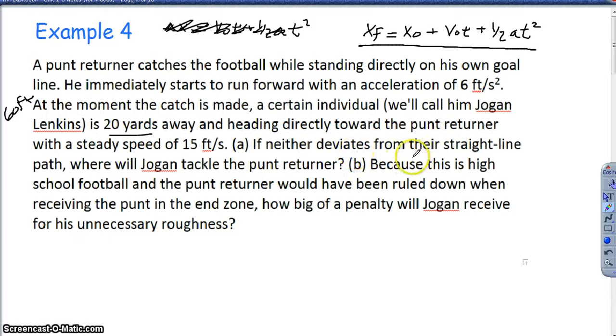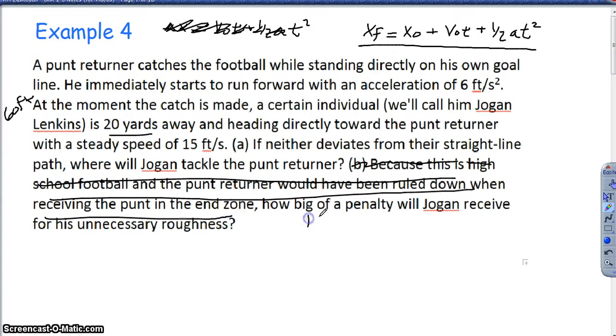A, if neither deviates from the straight line path, where will Jogan tackle the punt returner? B, I took a shot at the fact that it should have been called down, and Jenkins would have been called for unnecessary roughness. So we will just ignore that part. It is, if you were curious, a 15-yard penalty, usually from the spot of the foul, but that's not really relevant. So anyway, let's get into the actual heart of the matter.